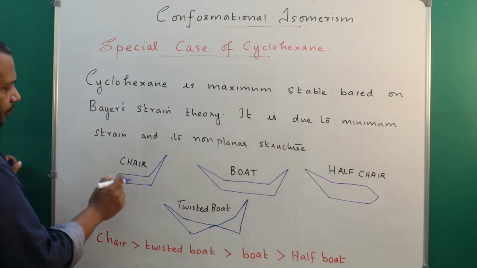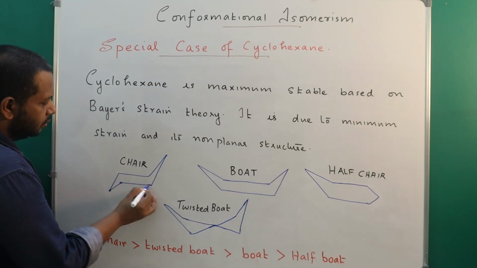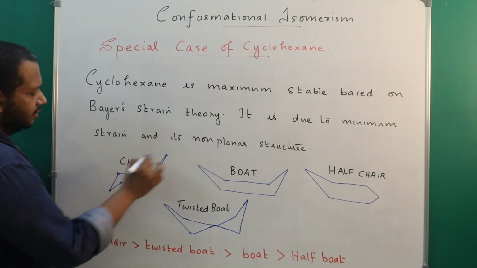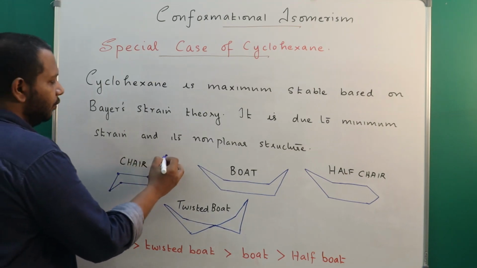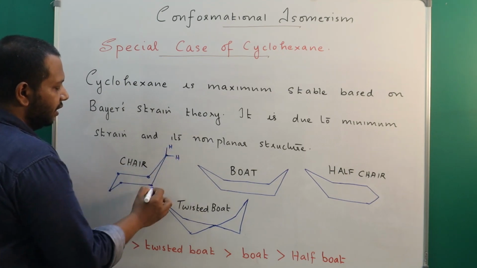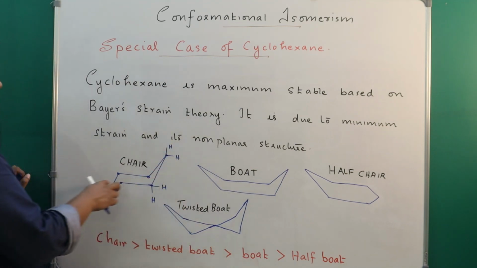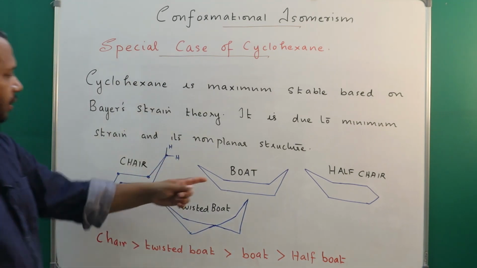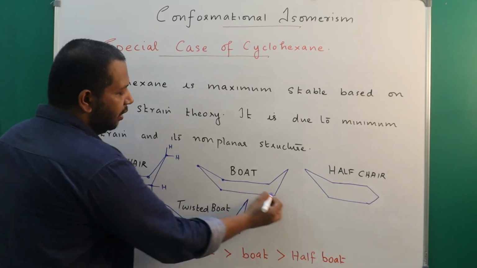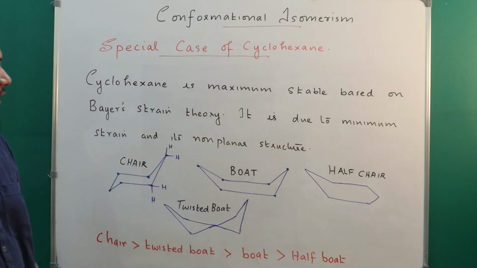You can see the chair form here. How will you check whether it is cyclohexane? 1, 2, 3, 4, 5, 6 carbons are there. Each carbon has one valency left, so a hydrogen atom will be here, and here. Similarly, every carbon atom has 2 extra hydrogens like this. So this is how the structure looks. Now here also, you can see 6 carbon atoms, 1, 2, 3, 4, 5, 6. This is called the boat form of cyclohexane.